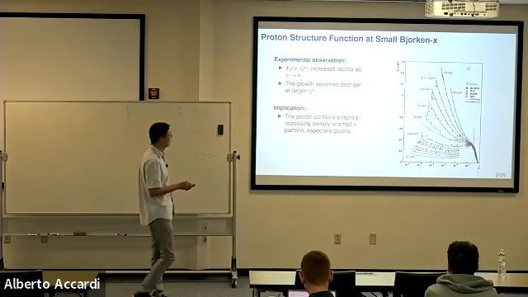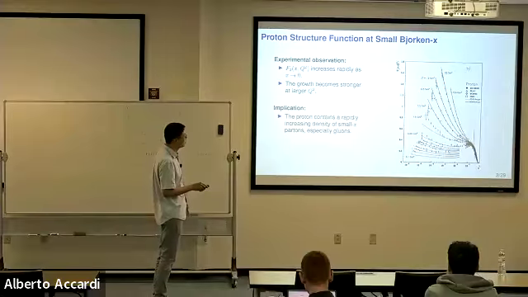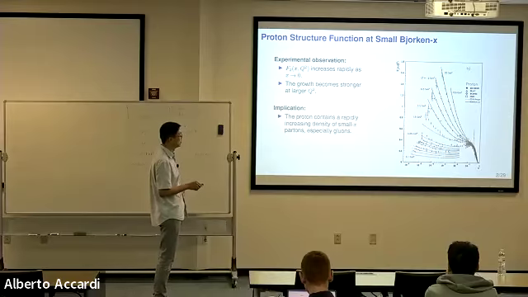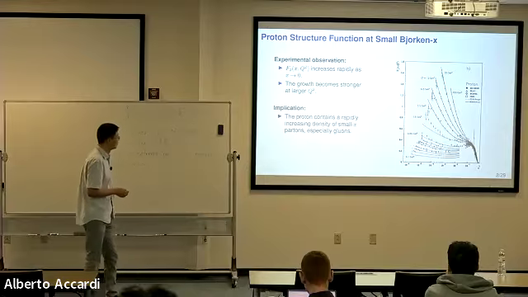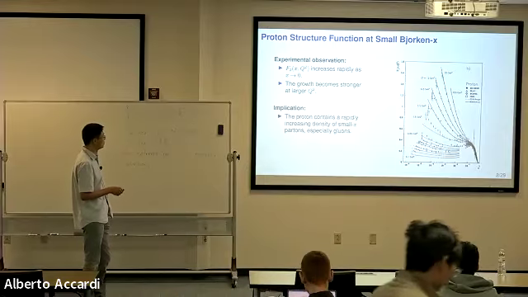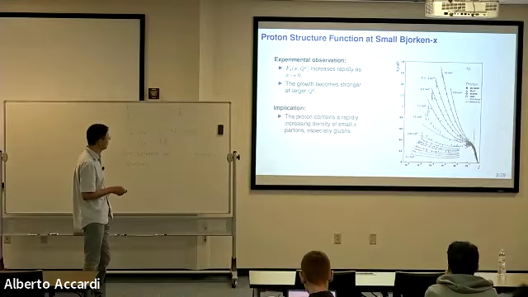And I believe these lines are from the fit based on the DGLAP equations I showed you in the previous lecture. So the implication or message from this data is that the proton contains a rapid increase in density of small x partons.